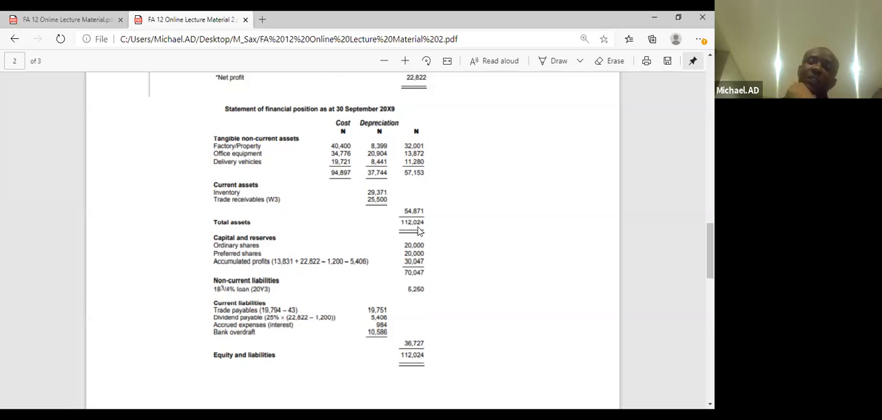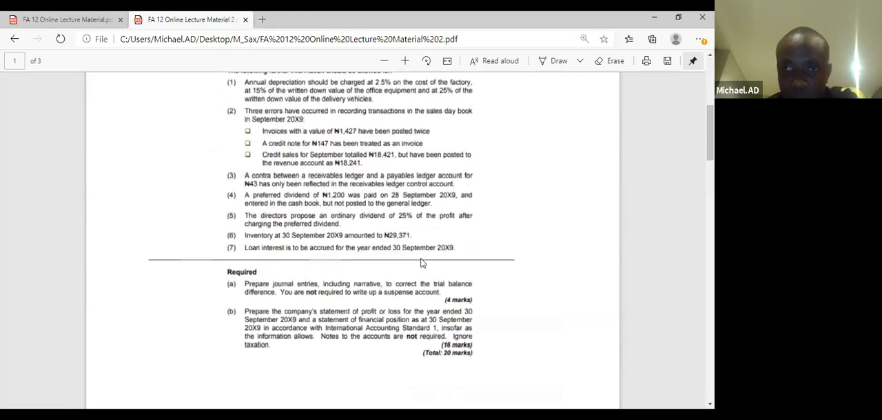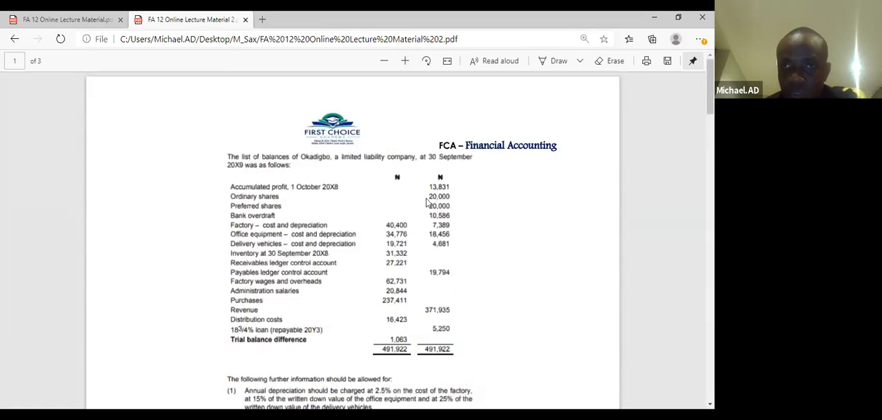So let's look at our equity. Equity most times is always straightforward. Ordinary shares, 20,000. Preferred shares, 20,000. Remember, those figures are from the question, 20,000, 20,000. So we have an accumulated profit of 18,331.